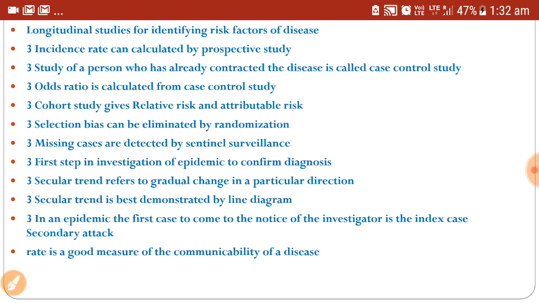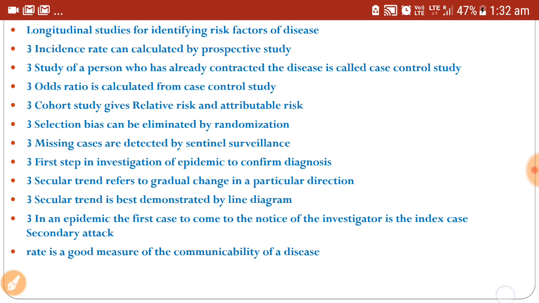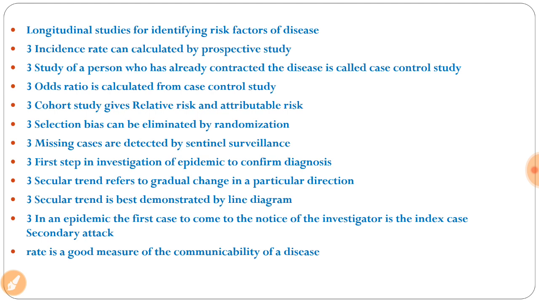Now, selection bias is eliminated by randomization. Missing cases are detected by sentinel surveillance. The first step in investigation of any epidemic is confirmation of the diagnosis. Again, a repeated question. Secular trend refers to gradual change in a particular direction. Secular trend is best demonstrated by line diagram. In an epidemic, the first case to come to the notice of the investigator is the index case.